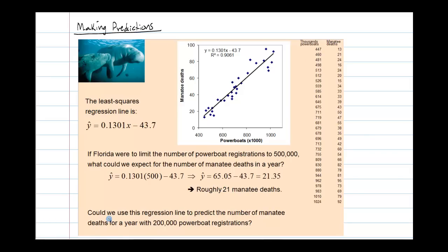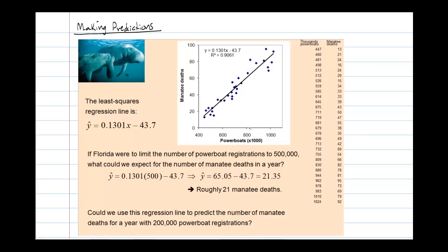So that's why we actually want to use that regression equation as opposed to just eyeballing it on the graph. Quick question, could we use this regression equation to predict the number of manatee deaths with 200,000 powerboat registrations? And the answer is no, we shouldn't, because it's not within the range of our data collection. Our data collection was between 447, it looks like here, and 1,024 times 1,000, of course, powerboat registrations.